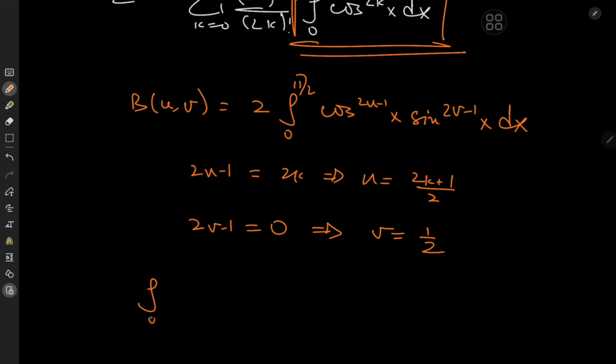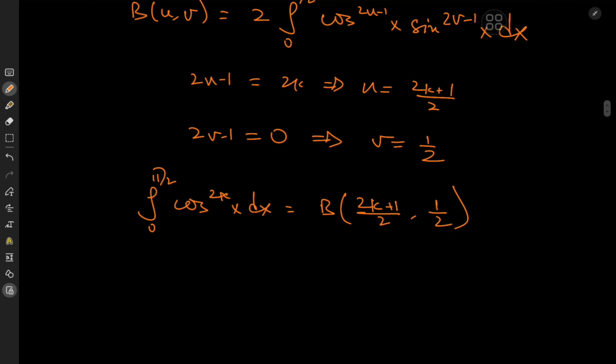Okay, cool. So that means the integral from 0 to pi over 2 of cosine to the 2k of x dx equals the beta function evaluated at 2k plus 1 over 2 and 1/2. And because the beta function is symmetric in u and v, meaning we can switch up their roles, so that one goes to the sine and the other to the cosine, you get what I'm trying to say? That means we could just flip them and get the sine integral as well. That is the integral from 0 to pi over 2 of sine to the 2k of x dx, which is important because this will come in handy quite a bit later.